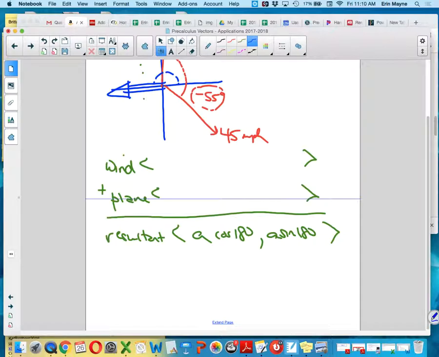Okay, who's got the vectors for the wind and the plane? One group right here. Okay, wind. Two groups. How about the back? Okay, do we know the angle for the plane? No, so if we don't, let's just call it theta. Does that help?